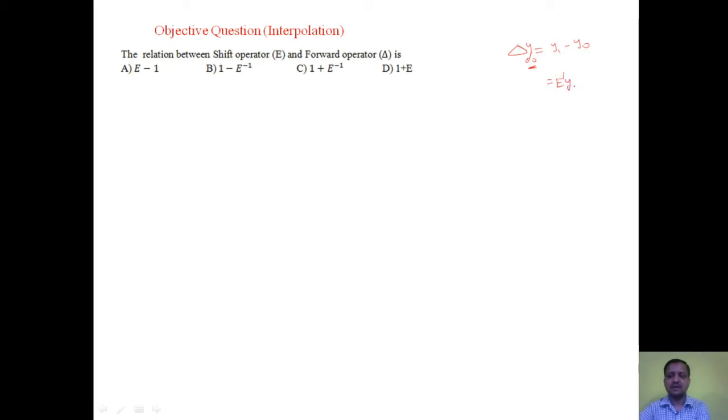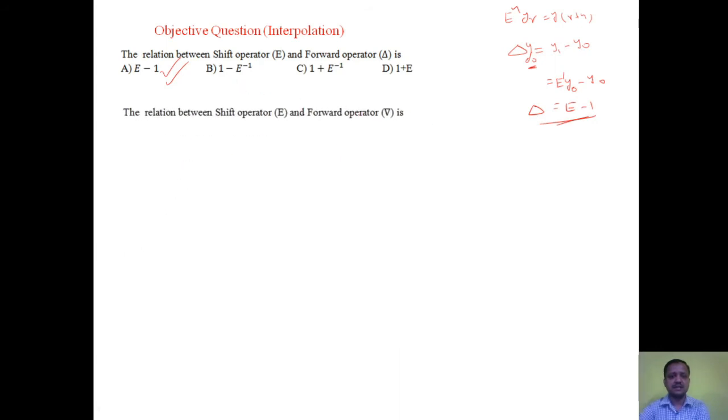We write this term E power n y naught, and E power n y r is equal to y r plus n. So that concept we use here. So you will get E minus 1. Del is equal to E minus 1. So the first option is the right one.